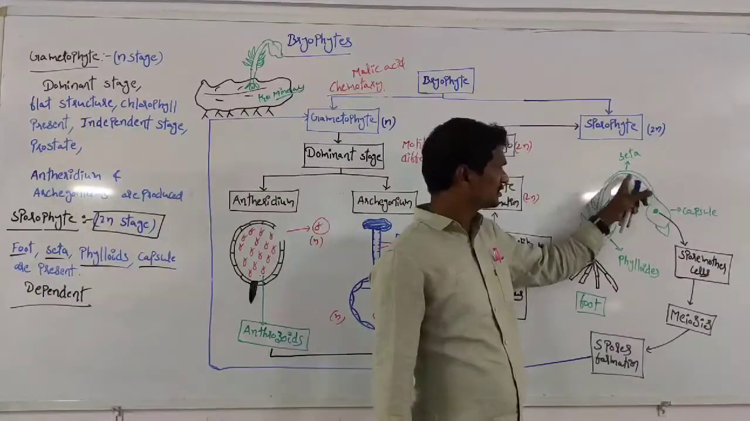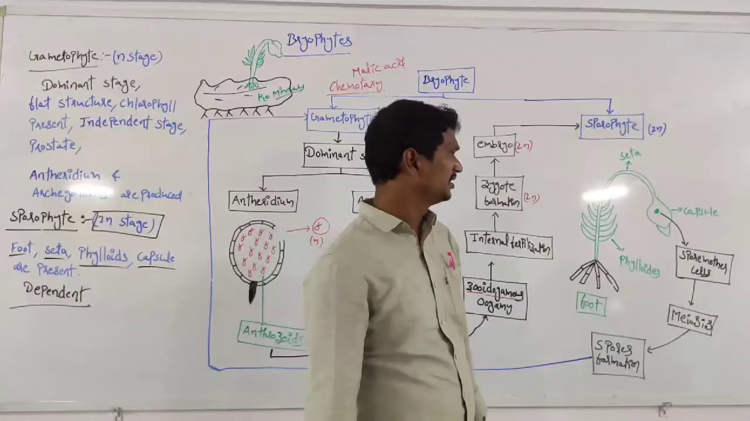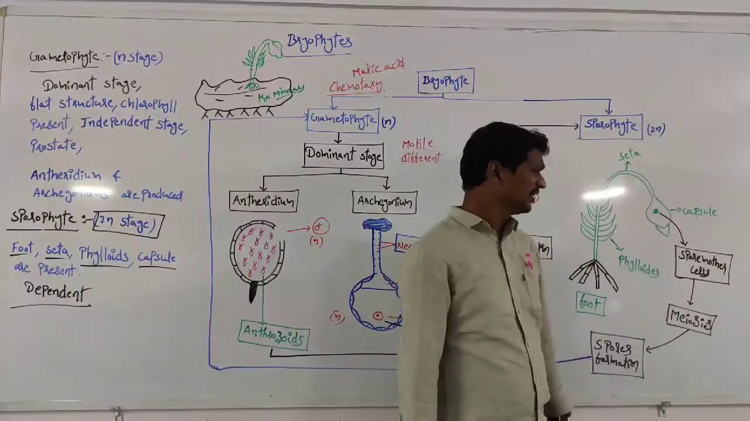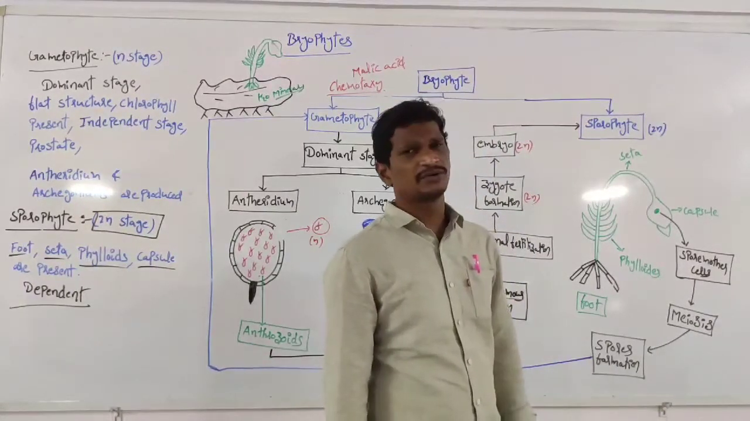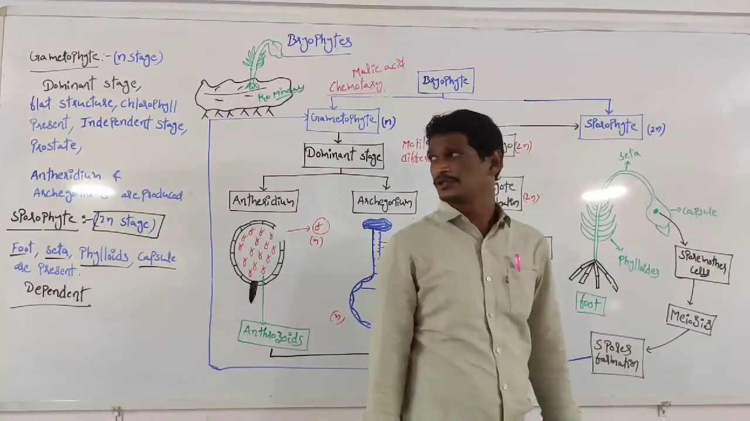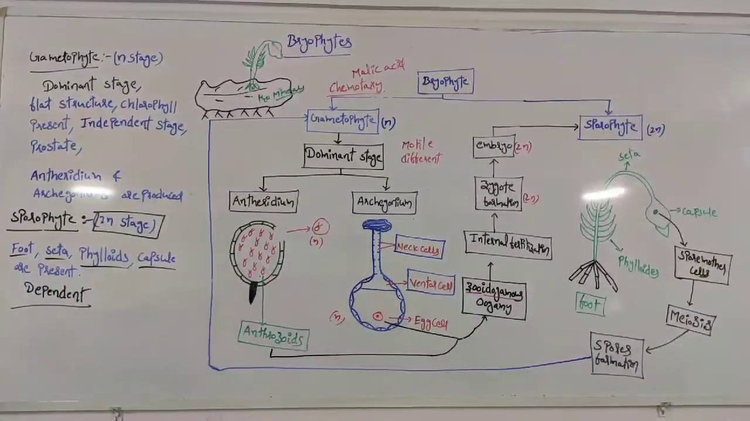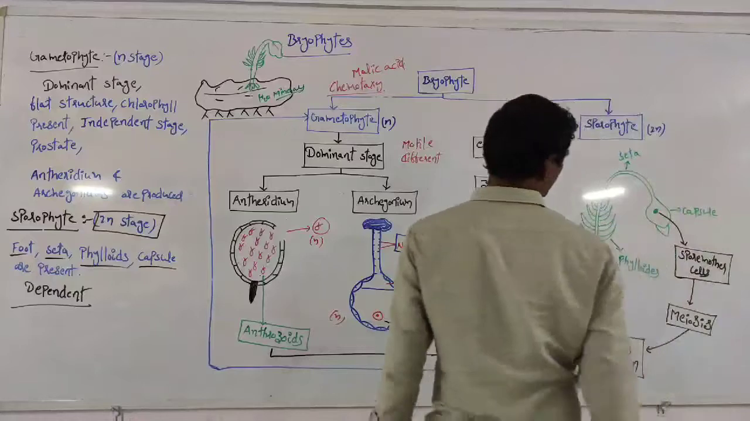There is a seta, a stem-like structure, that one is called the seta. And there is a capsule. The capsule is involved in the production of new organisms. The capsule is involved in the reproduction process.